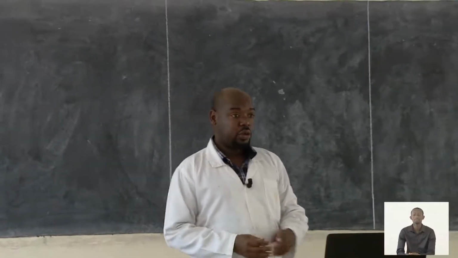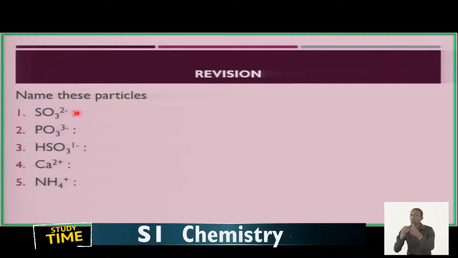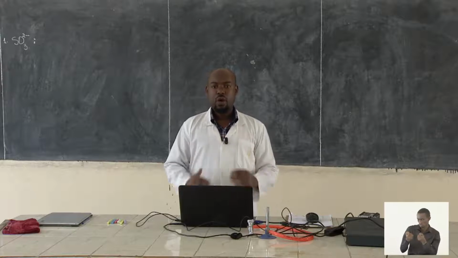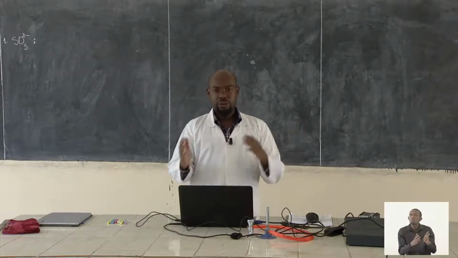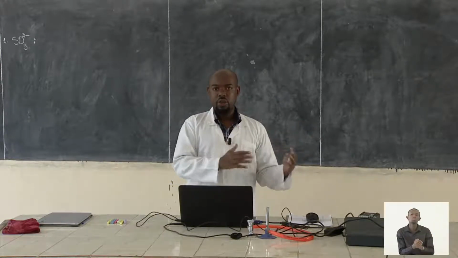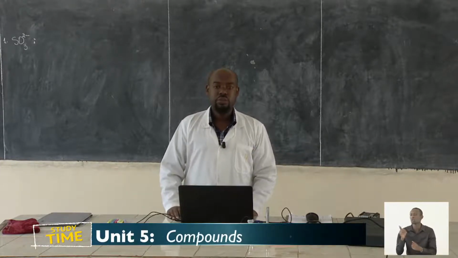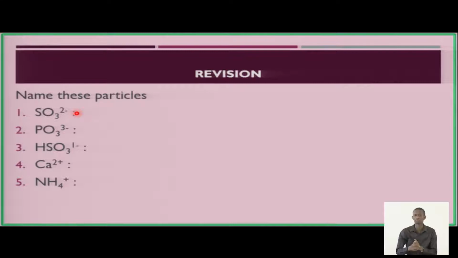The name of that particle, SO3 2 negative, we said that when we have 3 oxygen atoms, what is the ending of the name of the radical? Remember, it is different from when we have 4 atoms. And it is the same when we have 3 atoms on the nitrogen and 2 atoms on the nitrogen. Those 2 radicals we have seen which contain nitrogen atom. So when we have 3 oxygen atoms combined with sulfur or phosphorus, the name ends with "ite."